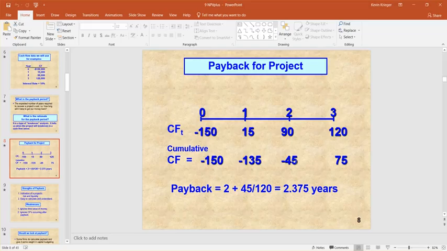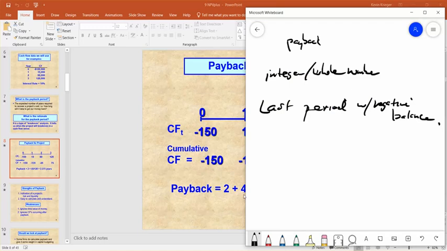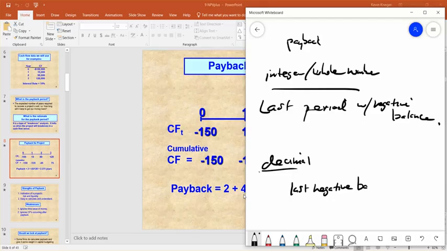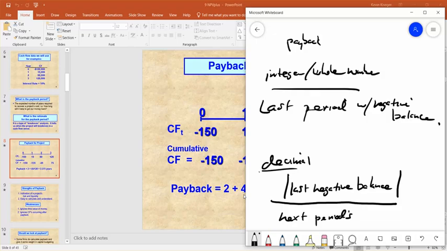Which makes sense, because it had not yet paid for itself in 2 years, but in 3 years it does. We'll just say years for now at least. So the answer has to be 2 point something. That's pretty obvious without even knowing formally how the rules here work. Well, how do you get the decimal part of the answer? The decimal part of the answer: take the last negative balance, take its absolute value, and then divide that by the next period's inflow.